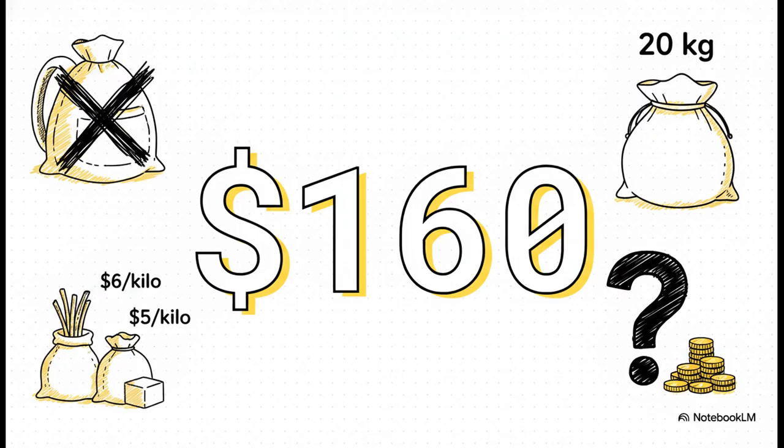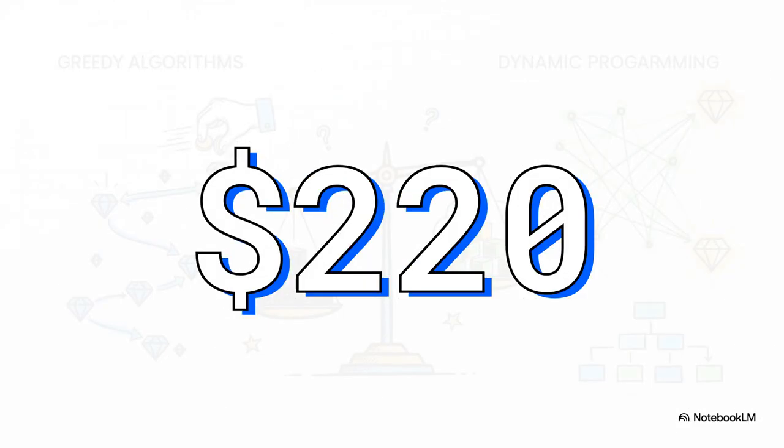But look at the problem we've created. We only have 20 kilos of space left. We literally cannot fit item 3, which weighs 30 kilos. This perfectly illustrates the failure of greed. The algorithm just stops, maxing out the bag at a highly suboptimal $160 and leaving 20 kilos of totally wasted space.